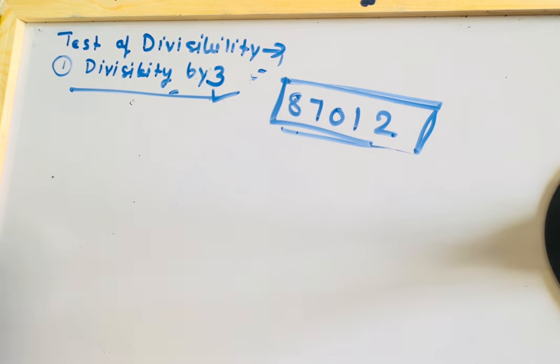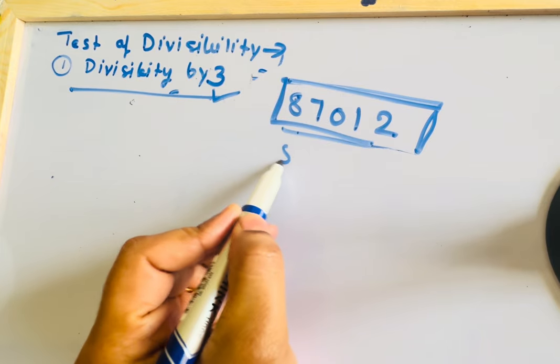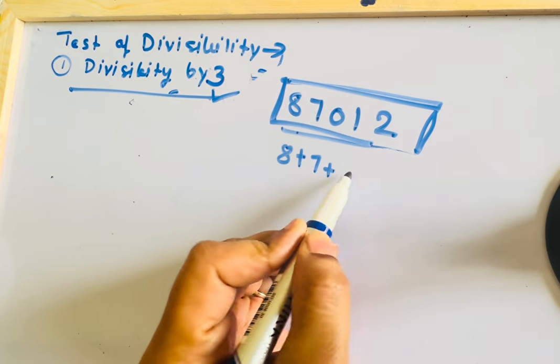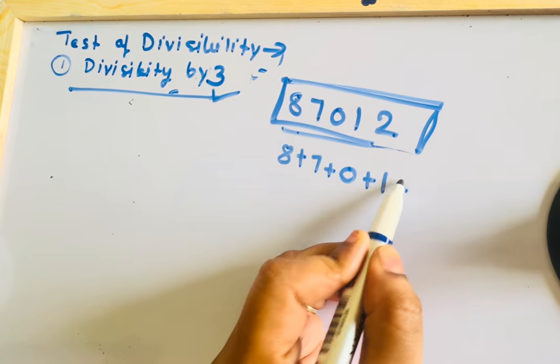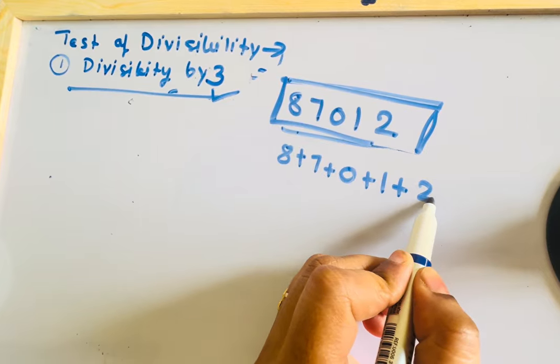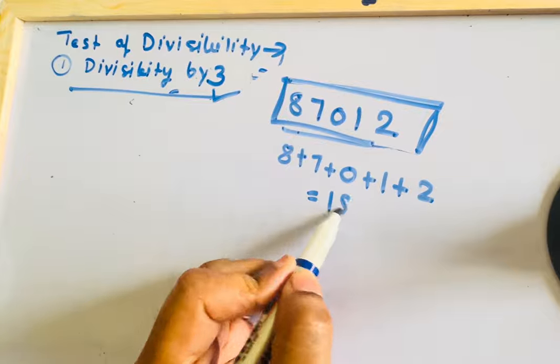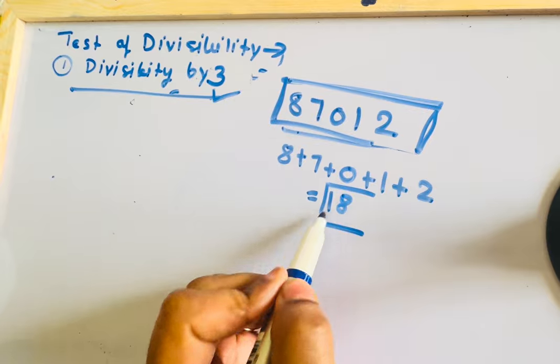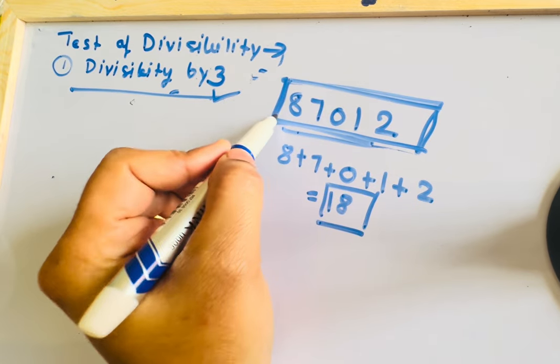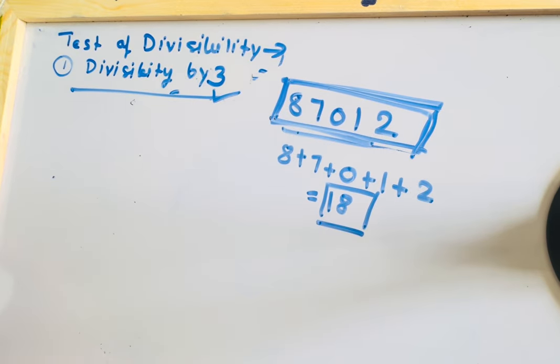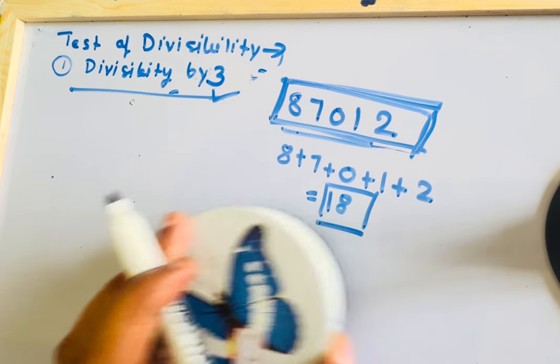See, let's check whether this number is divisible by 3 or not. 8 plus 7 plus 0 plus 1 plus 2 is 18. 18 is divisible by 3. It means that number is divisible by 3.